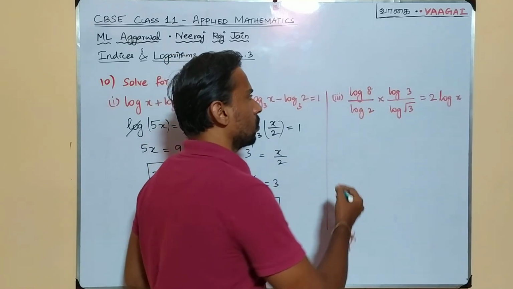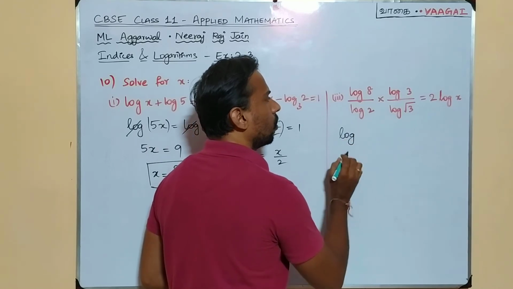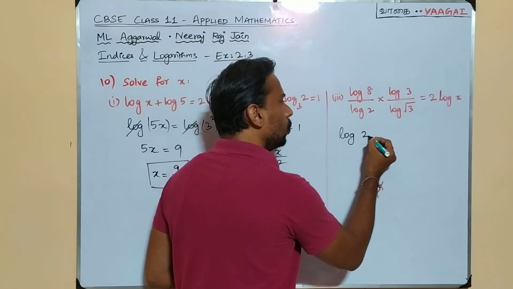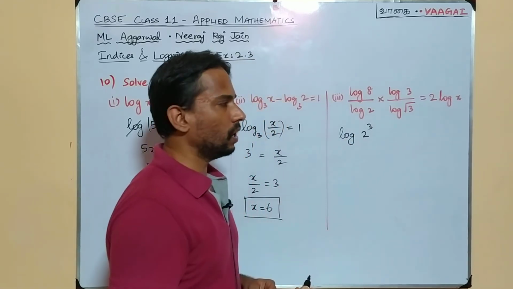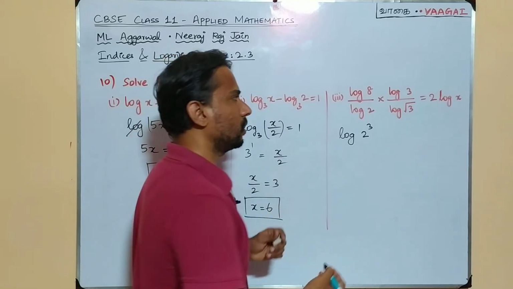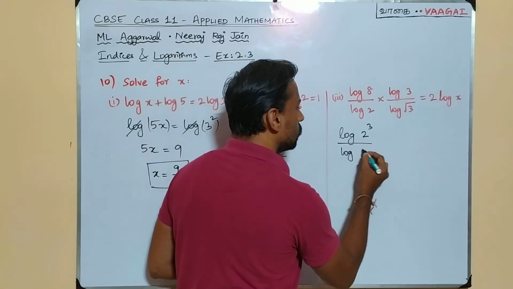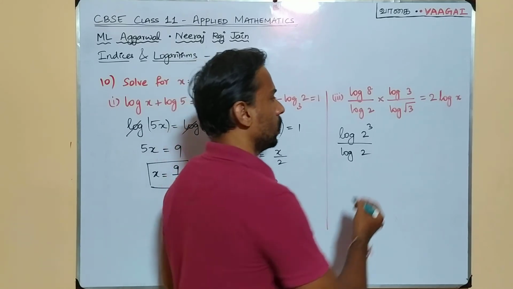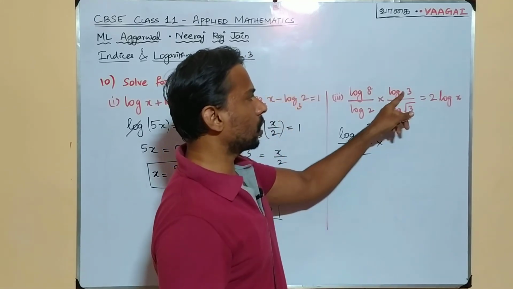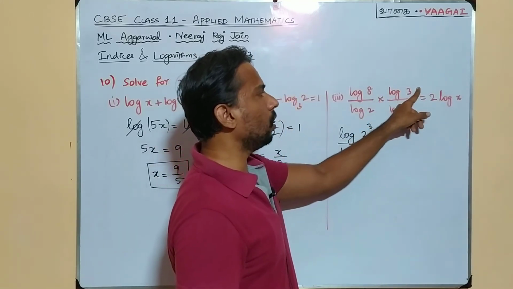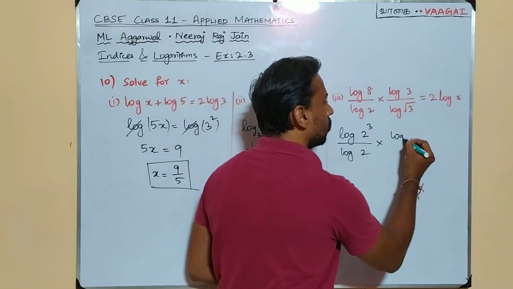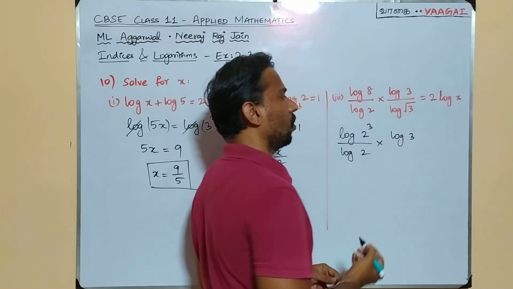So what happens? If we try to do that, we will have log of 2 to the power 3. Is it or not? This 8 can be written as 2 power 3 by log 2. We can very well write this way. Multiplied by, now come here. Here we have log 3. I will have that log 3 as it is.